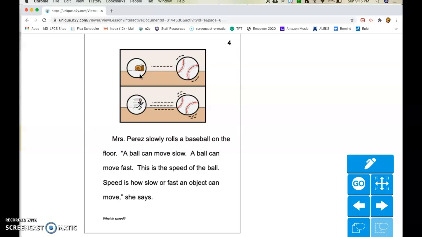See, this picture right here will be the slow version, right? Do you see a snail? Snails move very slowly. And then here you see a person running very fast. So this would be our picture to describe a fast object moving, or the fast ball. So what is speed? Right, so this picture helps us, doesn't it? The speed is how fast or how slow something can move.